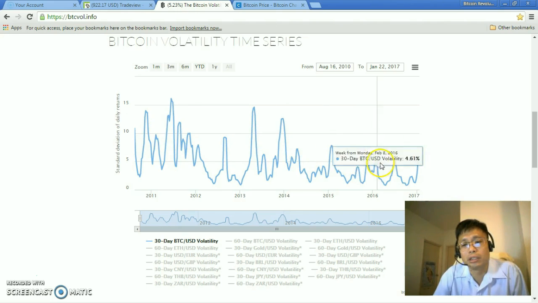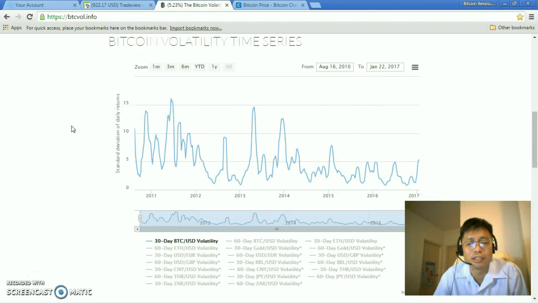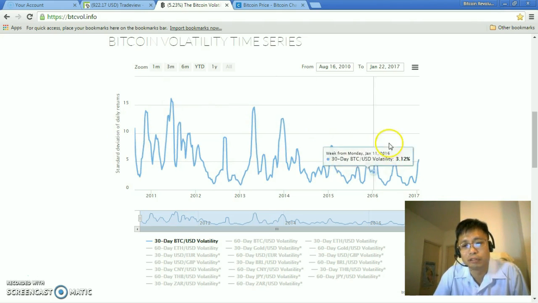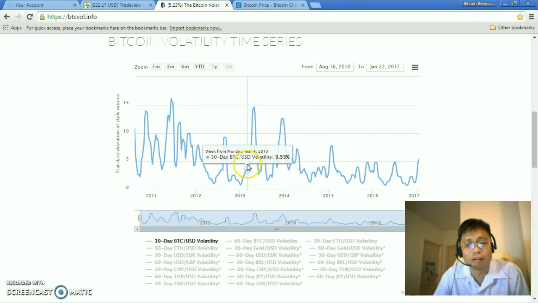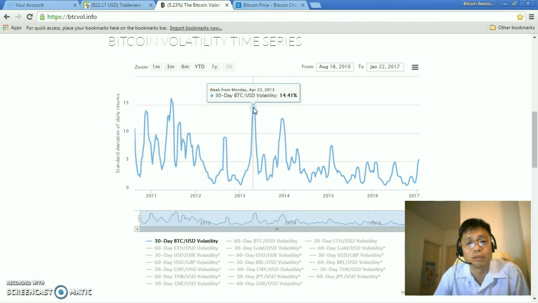In fact, I would use this volatility index graph just to explain to skeptics that say, hey, Bitcoin is supposed to perform like a currency, but it's so volatile. But one thing that they fail to understand is that actually the volatility every year has been reducing. So as you can see, the volatility of Bitcoin in the year 2013 was high, it was up to 14%.